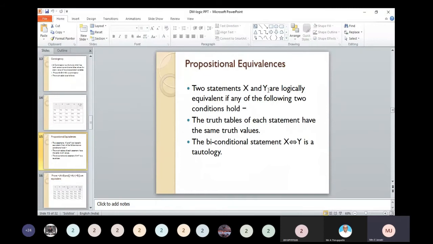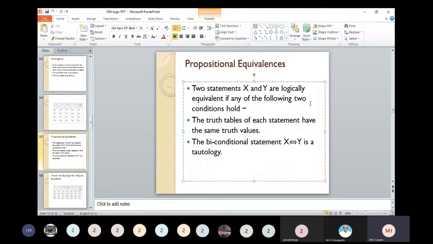Okay, next, the equivalence statement. X and Y are the given statements. The two statements are said to be equivalent if either of the following two conditions holds: each statement has the same truth values, or the biconditional statement X biconditional Y is a tautology. If one of the conditions is satisfied, we can say X and Y are logically equivalent.